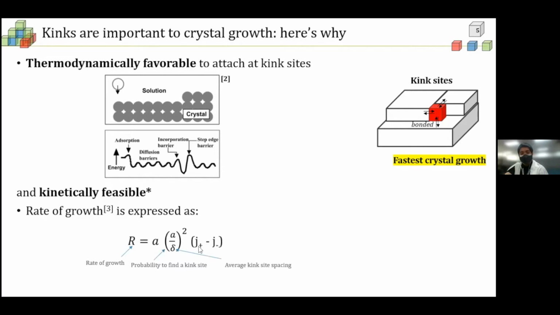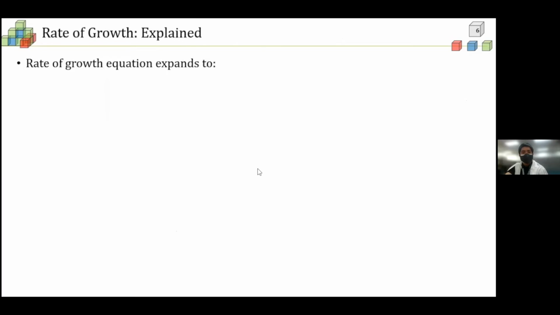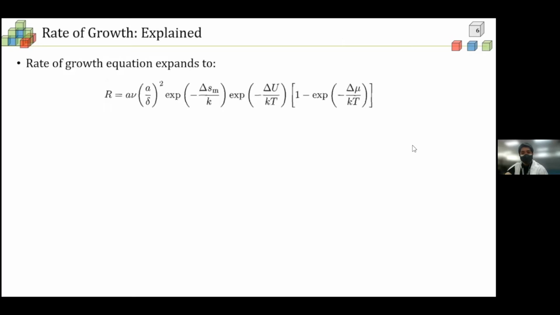These terms J plus and J minus are more or less the attachment flux and the detachment flux respectively, which are proportional to the rate constants of the energies of this system. To discuss this further, at least to explain this rate of growth, we could expand that equation into this equation here, as presented also in our chapter book.